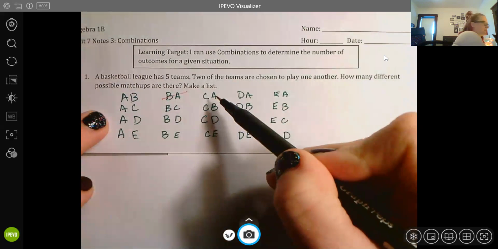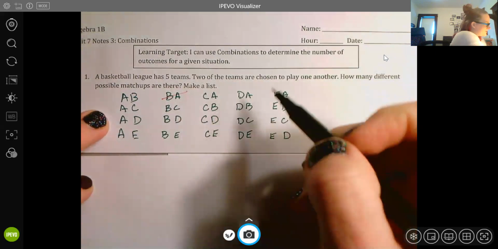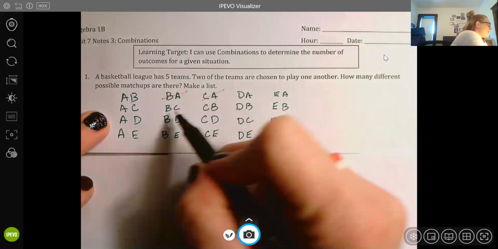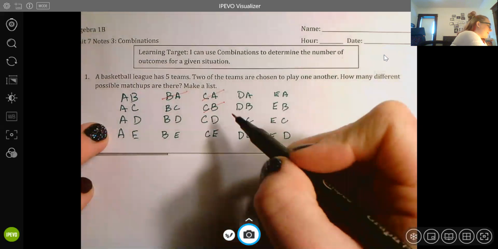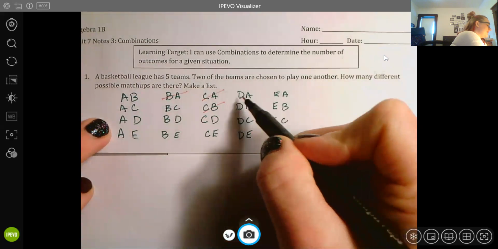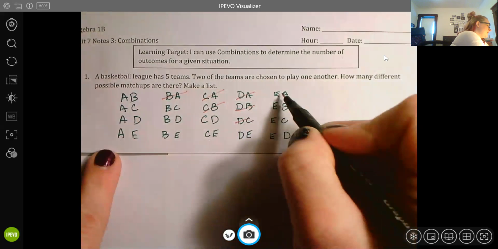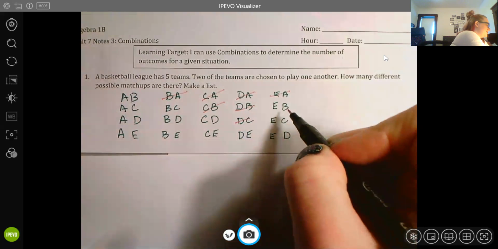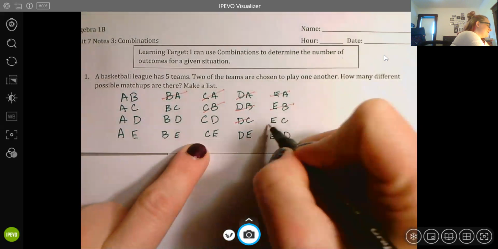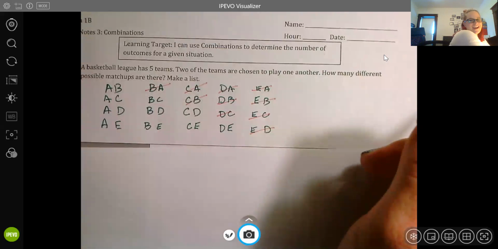C versus A is the same thing as A versus C. And BC is the same here. And then if we look here, D versus A, D versus B, D versus C, and then AE, EB, CE, and DE. Sorry, that's not a blackout, that's just the cat.